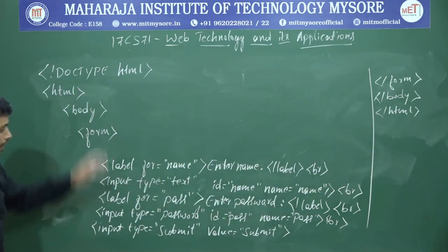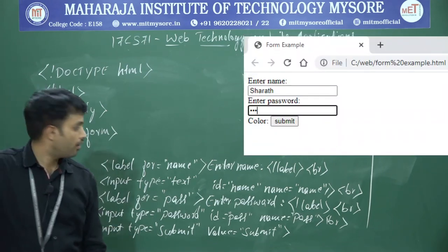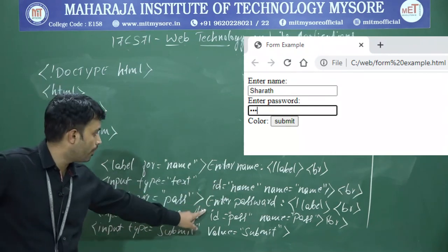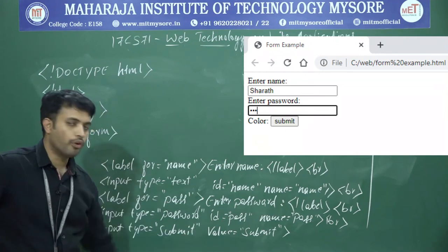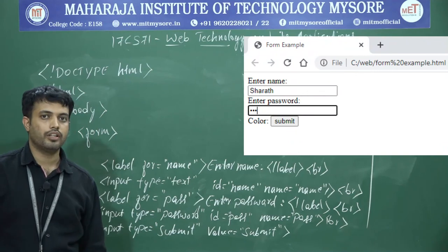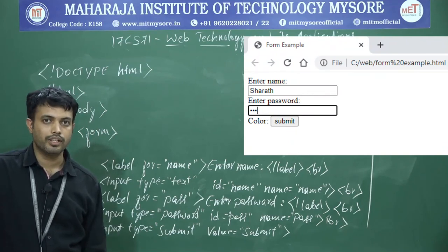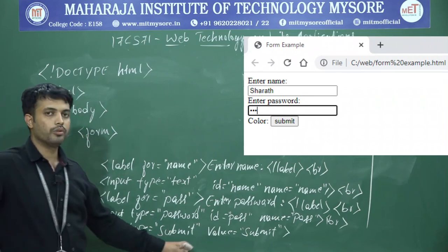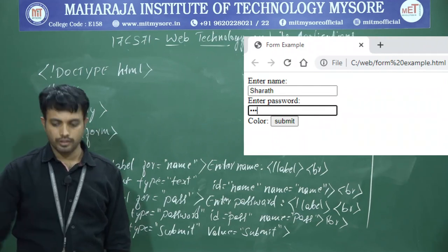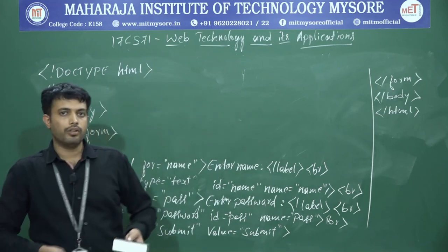Now if I run this program, you can notice the output. Here, enter name followed by a text box, and again followed by the enter password label, followed by one more text box. What about the text which appears in that password text box? Dot dot dot, that means you can't read those characters. It hides those characters. The next one is the submit button.